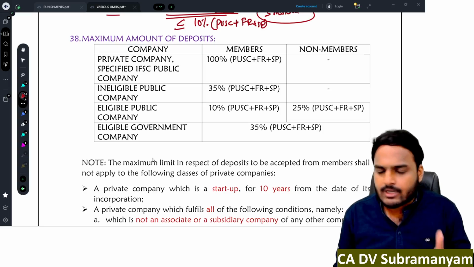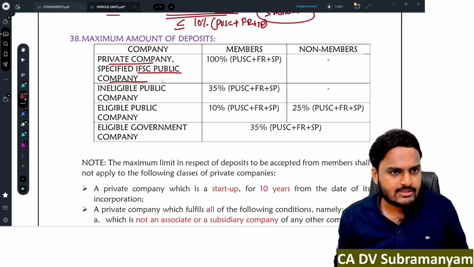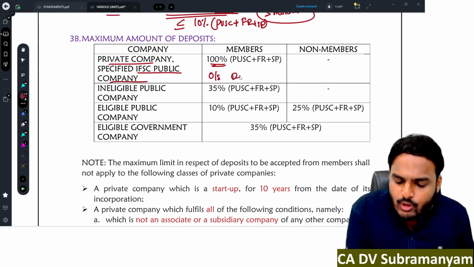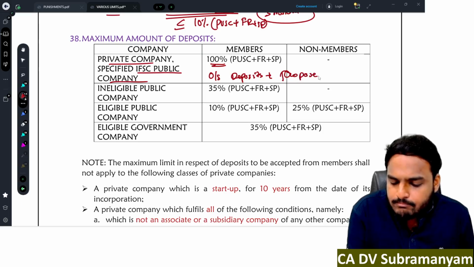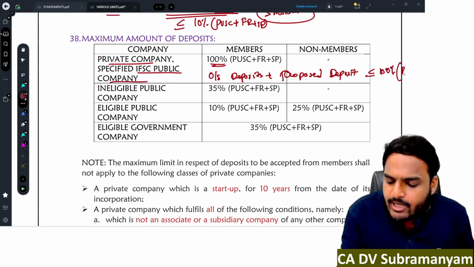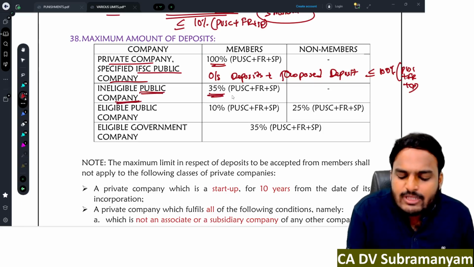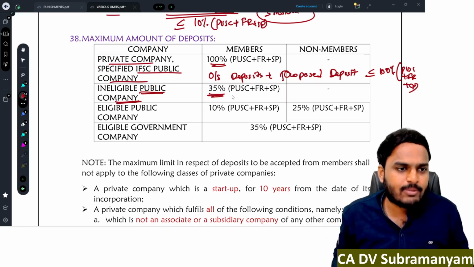You can see here, companies, 4 categories. Private companies, IFSC, public companies. They can accept deposits up to 100%. Outstanding deposits plus proposed deposits, both put together, they can be up to 100% of paid up share capital plus free reserves plus securities premium. Sir, ineligible public company up to 35%. Outstanding plus proposed, up to 35%.